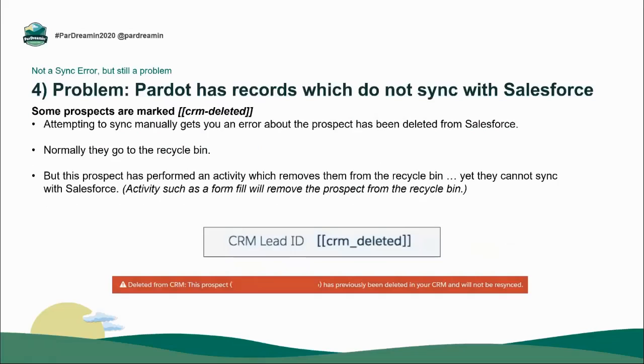The problem happens when sales has disqualified a lead, and instead of doing what they're supposed to do and marking them disqualified, they just delete it. It goes into the Pardot recycle bin, and now this lead comes back and fills out the contact us form again. Well, Pardot can't create a new lead out of this person because the CRM Deleted flag is preventing it from syncing with Salesforce. So there's a lead sitting there that cannot be created, cannot be followed up on, right? So deleting things from Salesforce is a problem.